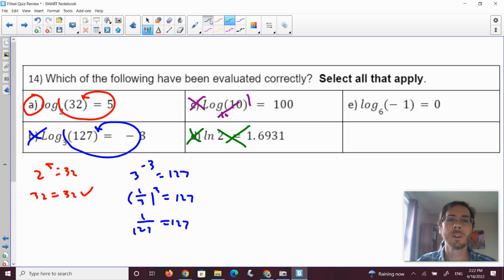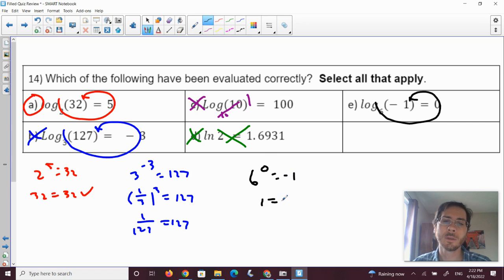And then for the final one, we've got log base 6 of -1 equals 0. So we would have 6 to the 0 equals -1. 1 equals -1, which is not true. Also, remember, you can't really put negatives inside of logs, so you're kind of done there, too. So that's it. That's all we wanted to check.